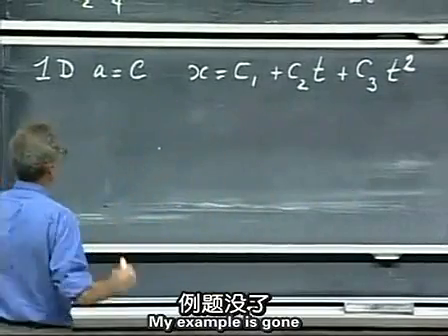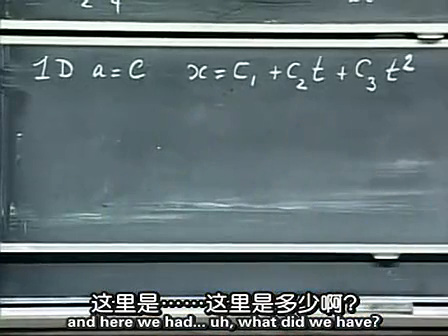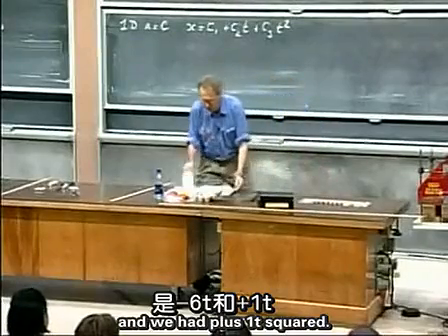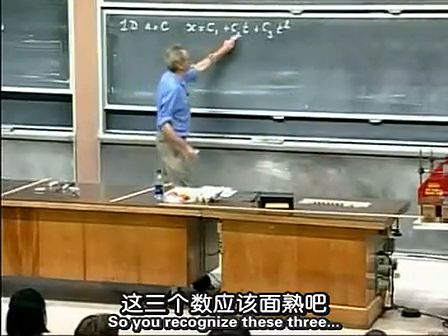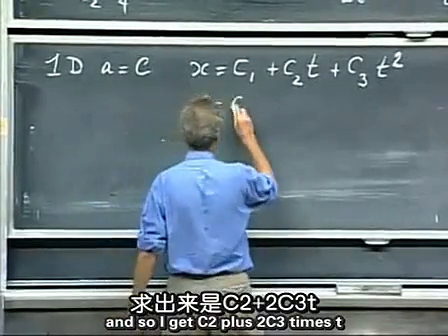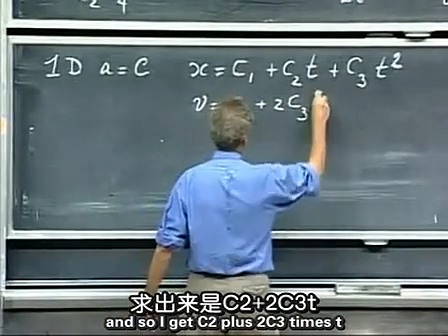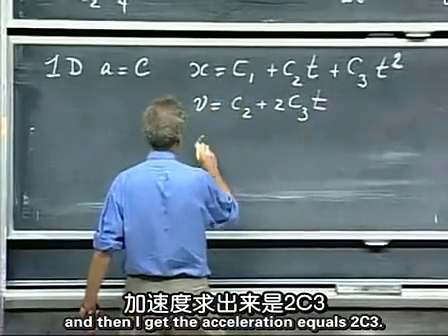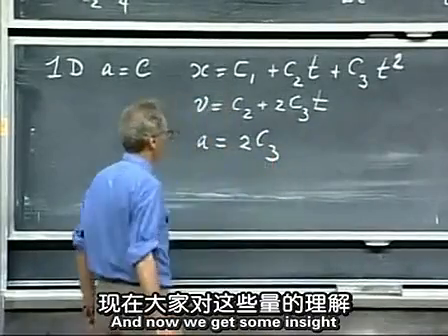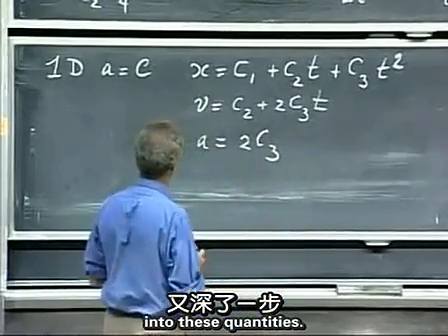And notice, oh, I already erased my example. My example is gone. But you would have seen this was an 8 before. And here we had, what did we have? We had minus 6t and we had plus 1t squared. So you recognize these three. I can now take the derivative. And so I get v equals c2 plus 2c3 times t. And then I get the acceleration equals 2c3. And now we get some insight into these quantities.